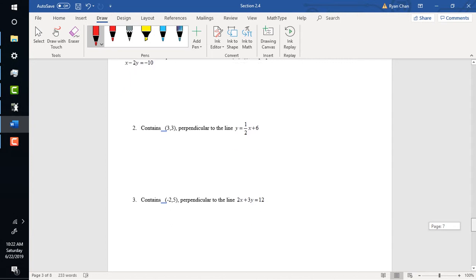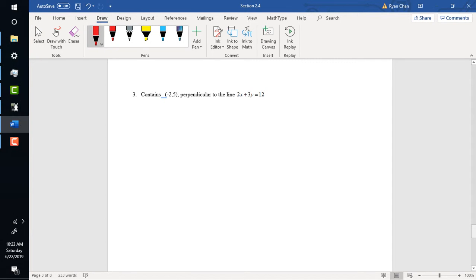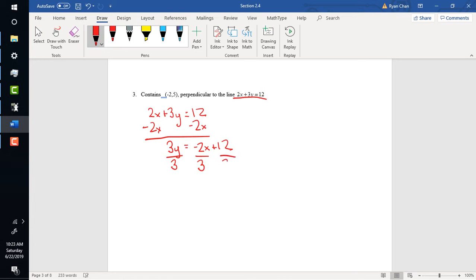Okay, let's do something like number 3. Once again, you will run into problems where they do not give it to you in slope-intercept form, so make sure you get y by itself. This is going to be a common theme that you'll see. So remember, if you have a linear equation, put it in slope-intercept form, which means you need to get y by itself. So I moved a 2x over. I'm going to divide everything by 3. So I have y is equal to negative 2/3 x plus 4.